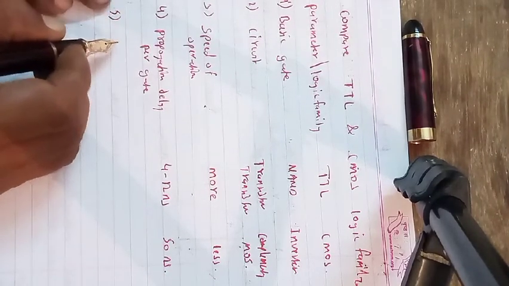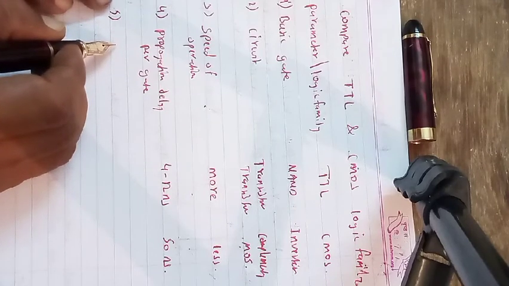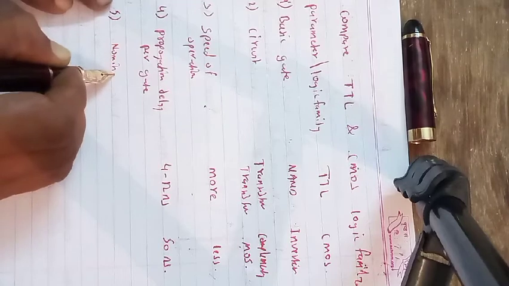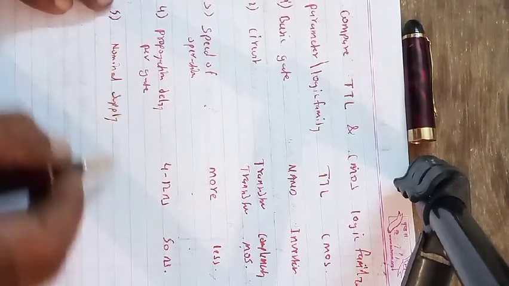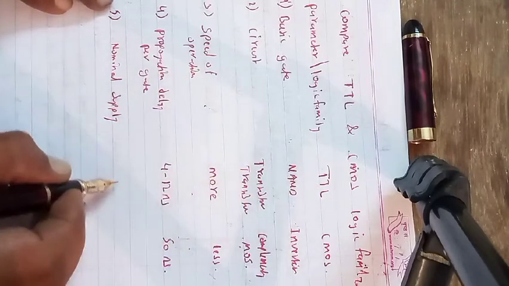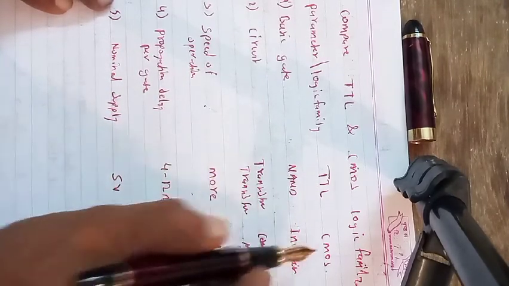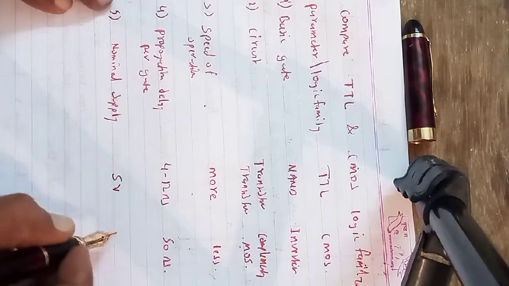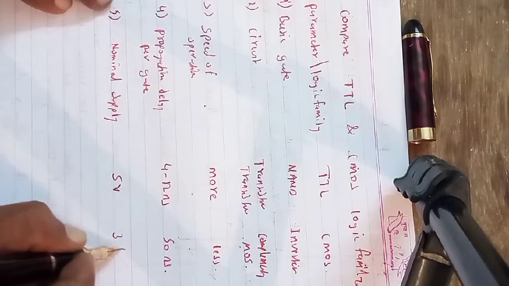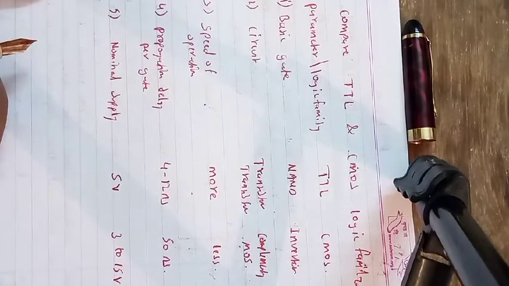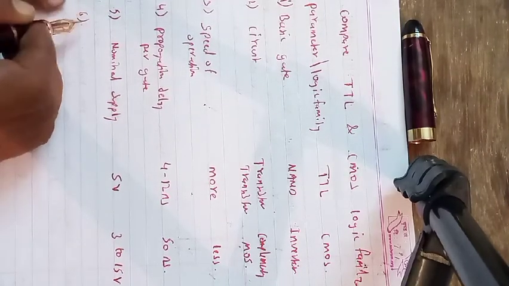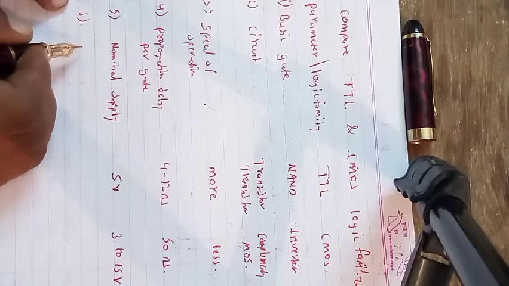Then the fifth, the nominal supply voltage. Required for the TTL it is 5 volt, and for the CMOS family, as I told you, it is 3 to 15 volt. Okay, then the sixth part involved, the wired collector capability.